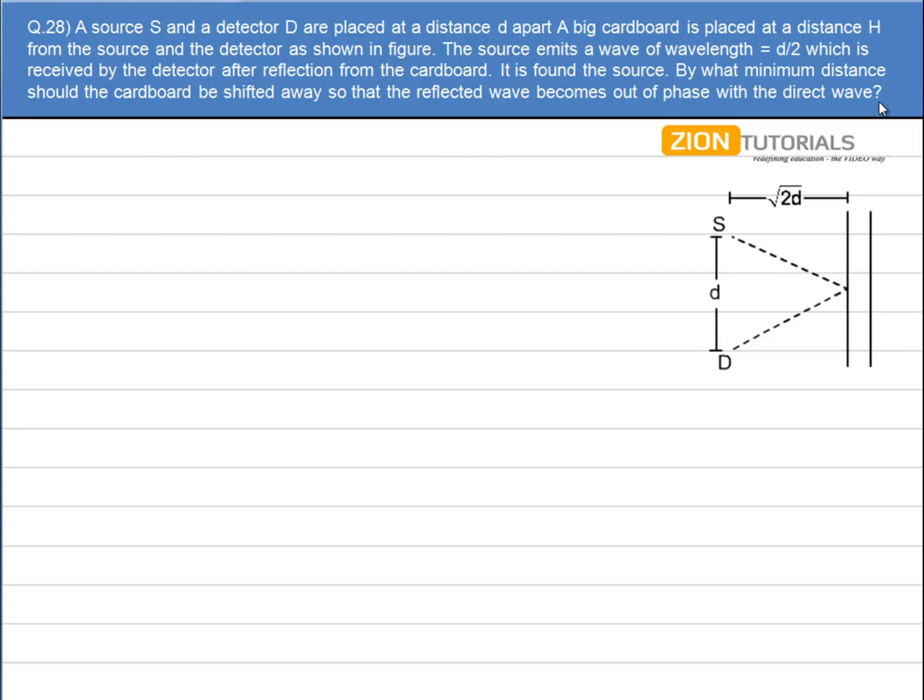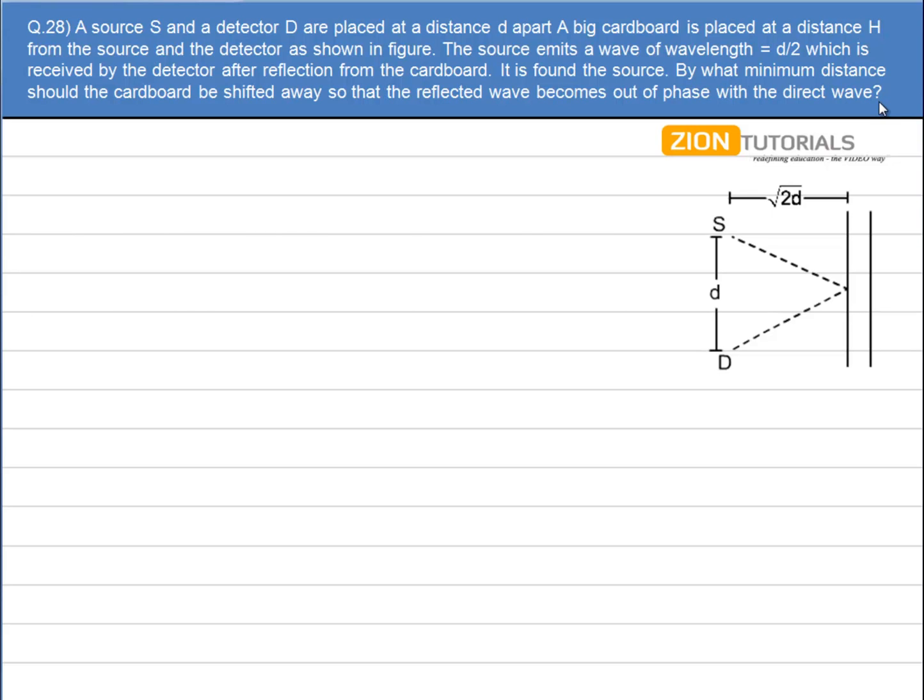A source S and a detector D are placed at a distance d apart. A big cardboard is placed at a distance h from the source and the detector as shown in the figure. The source emits a sound wave of wavelength d/2, which is received by the detector after reflection from the cardboard. It is found that the sound wave coming directly from S to D is in phase with the reflected one.